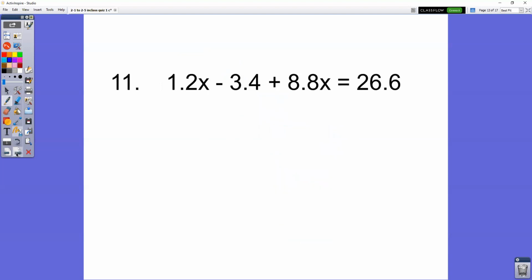In the next one, you have some decimals, not a big deal. All right, you should be able to solve it with decimals in it. Go ahead and do question number 11, please. This one might take you a couple minutes.